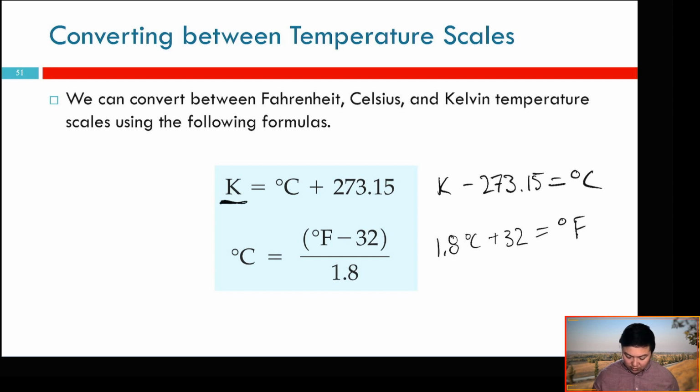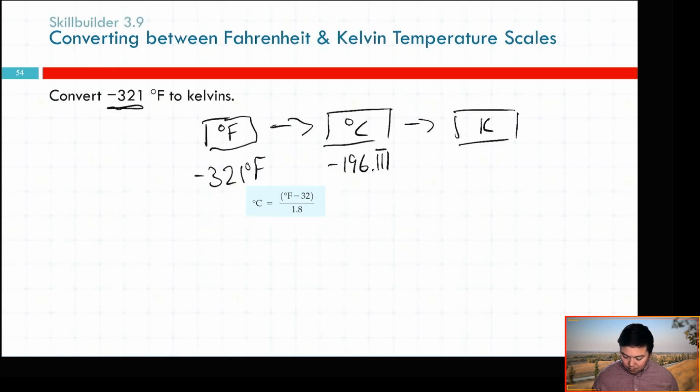And then we want to convert from Celsius to Kelvin. So now we just take our negative 196.11 degrees Celsius. That's where I would write the units. And we'll add to that 273.15 to get 77.0 Kelvin, right? No degrees Kelvin, just Kelvin.